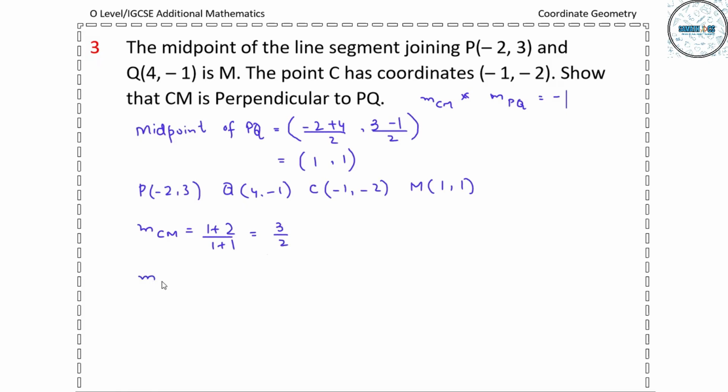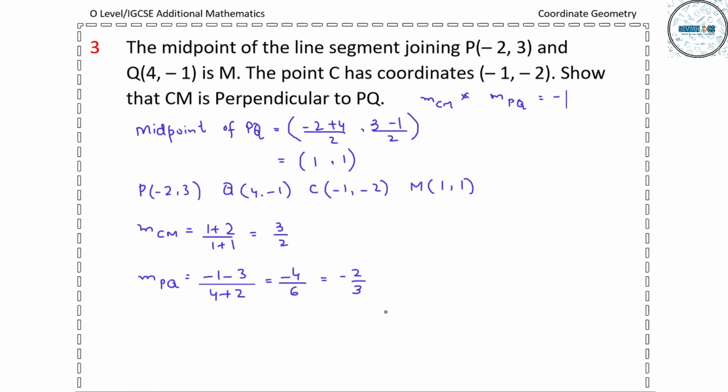Gradient of PQ is minus 1 minus 3 divided by 4 plus 2, which is equal to minus 4 upon 6, which is finally equal to minus 2 upon 3.